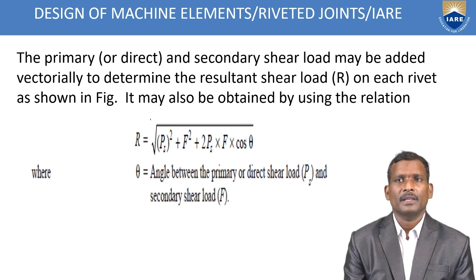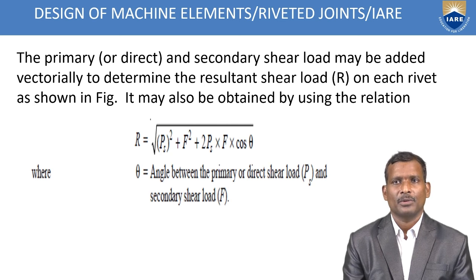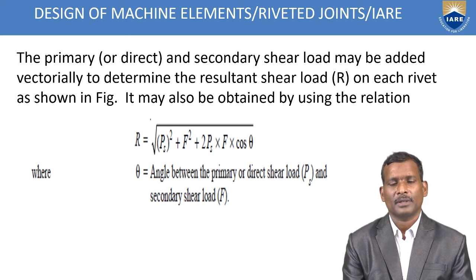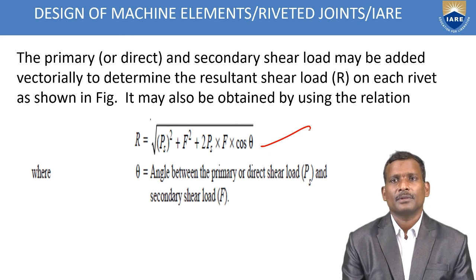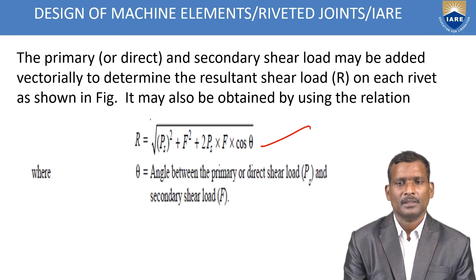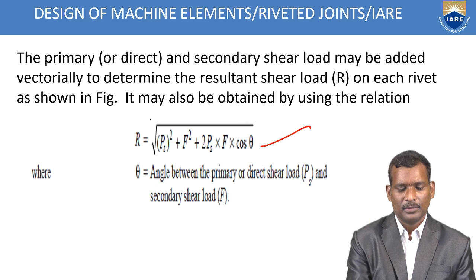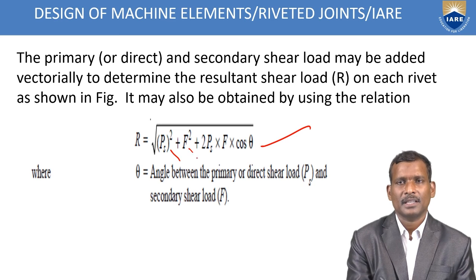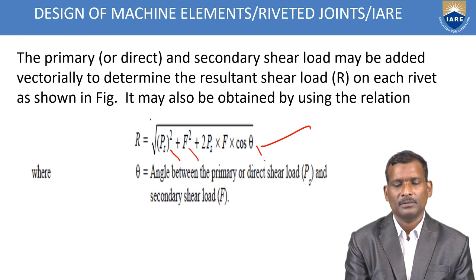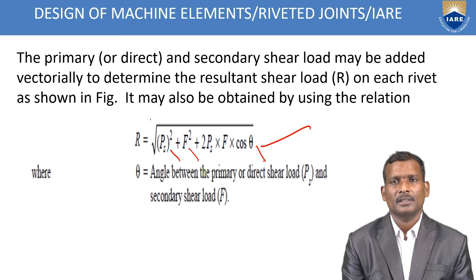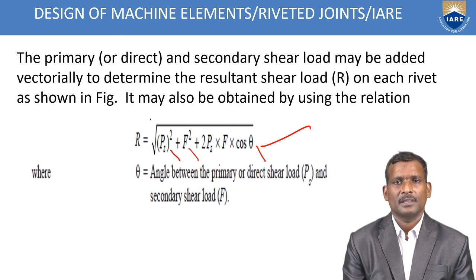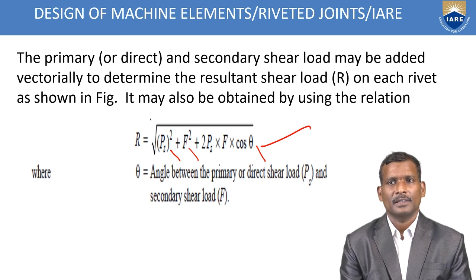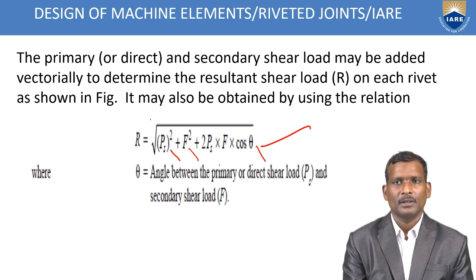So next, the primary or direct and the secondary shear load may be added vectorially to determine the resultant shear load. So calculate the resultant shear load: square root of PS square plus F square plus 2 PS into F into cos theta. Here PS is the primary shear load and F is the secondary shear load, and the angle between these two is theta. So then you will get the resultant shear load. The angle between the primary or direct shear load and the secondary shear load is as shown in the figure.